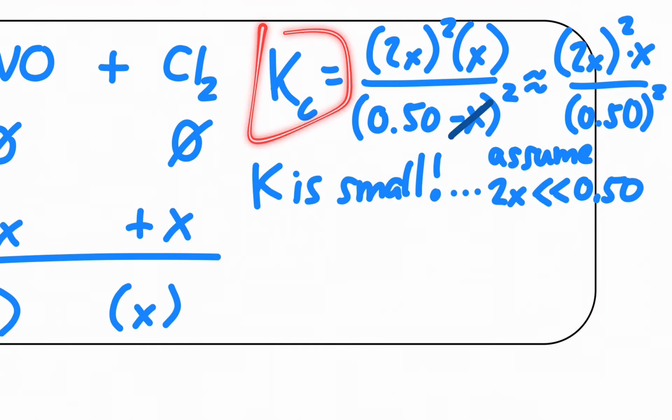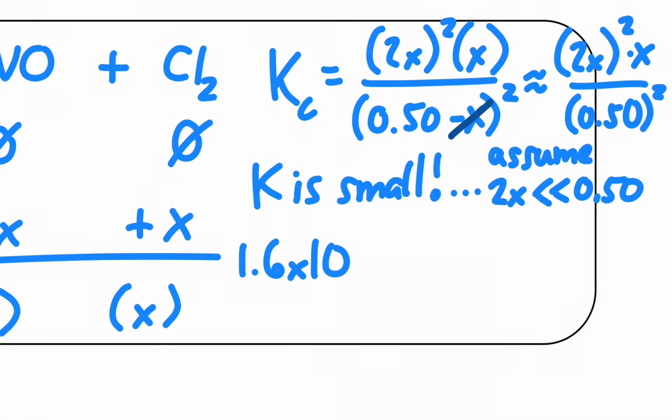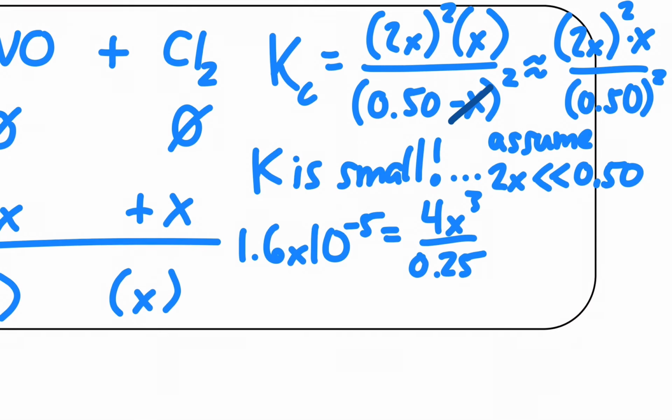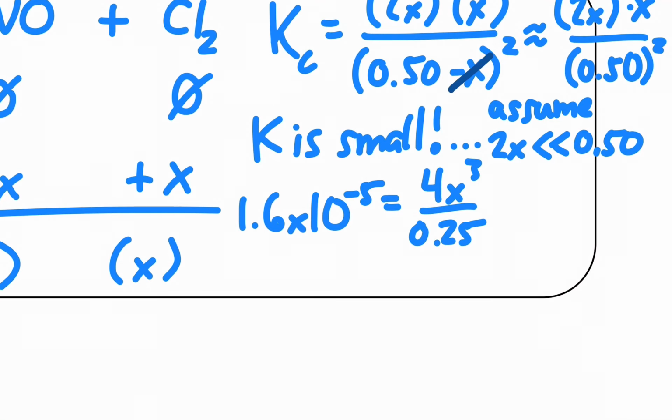We're given the value of k. It is that small number, 1.6 times 10 to the minus 5. And if I simplify this expression up here, I get 4x cubed all over 0.25. And that's such a simple cubic. You can actually do this without even a calculator if you watch, just by coincidence of the numbers.